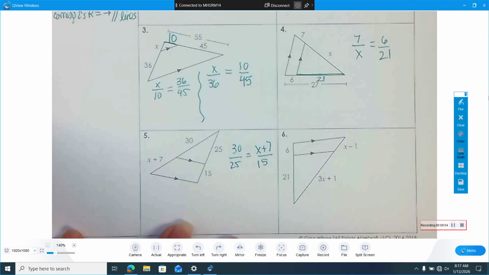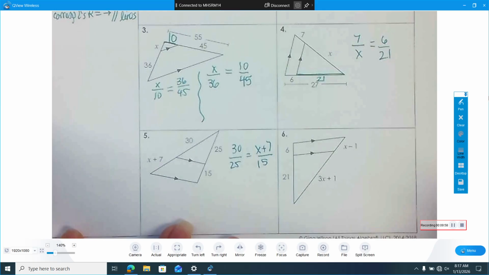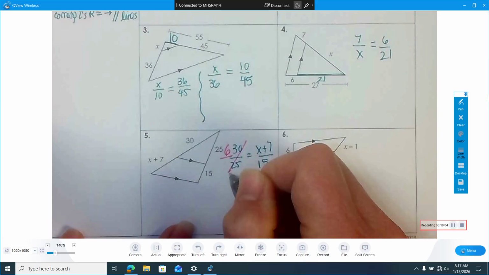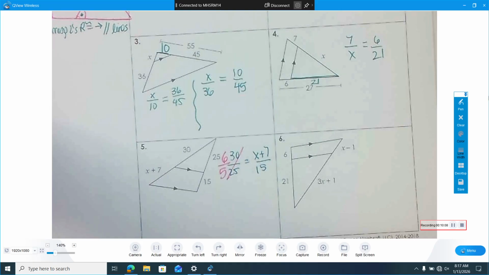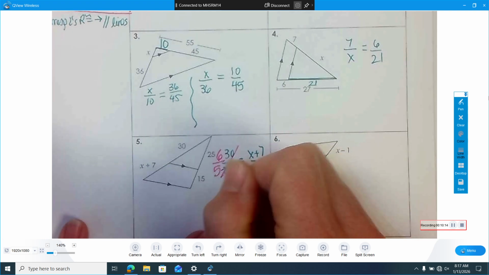The other thing that's really nice is 30 over 25. Can I reduce that? Yeah. I can divide that by 5. 30 divided by 5 is 6, and 25 divided by 5 is 5. So my numbers are a lot smaller, and now I can use that. We're going to go ahead and solve this one. So I'm going to cross multiply.